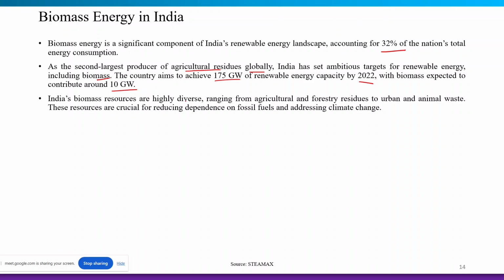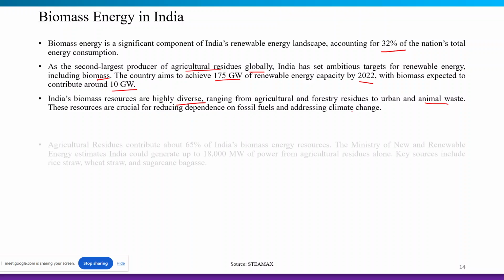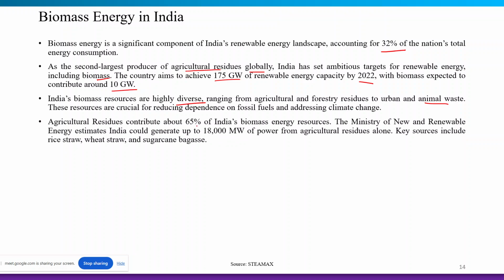India's biomass resources are highly diverse in characteristics, ranging from agricultural residues to forestry residue, in the urban and rural areas, as well as animal wastes. These sources are crucial for reducing the dependence on fossil fuels and addressing climate change. Now the agricultural residues contribute almost 65% of India's total biomass based energy resources. The Ministry of New and Renewable Energy estimates that India could generate up to 18,000 megawatt of power from the agricultural residue only, based on the agricultural residue itself.